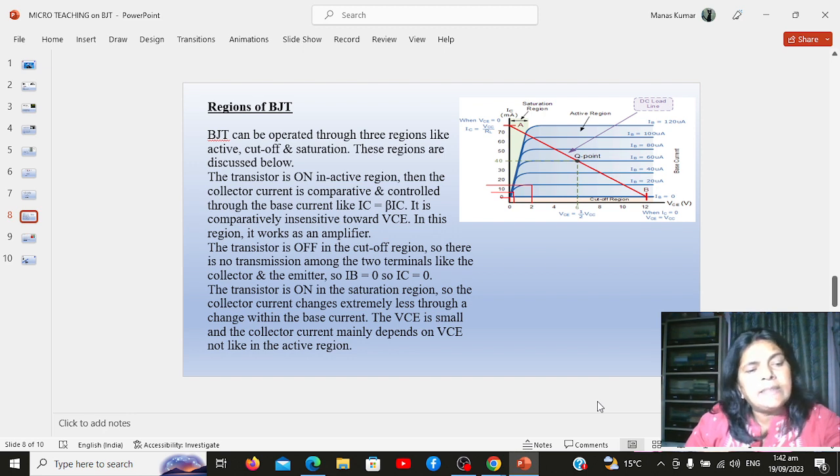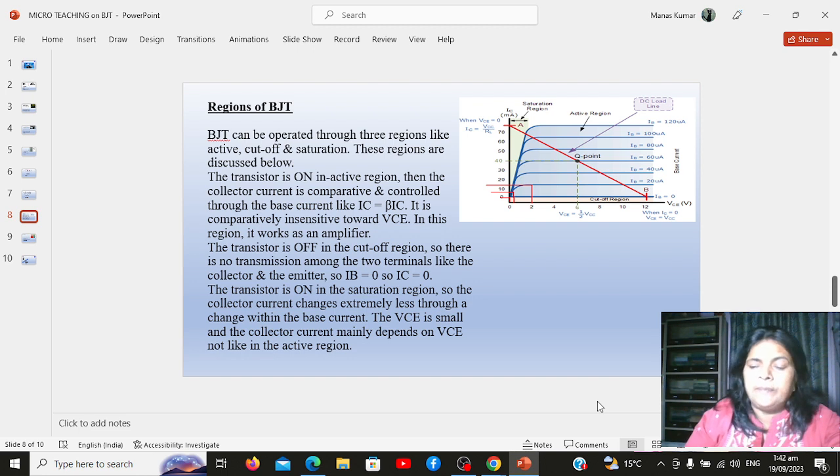The emitter is heavily doped so that it can supply a greater number of charge carriers to the base. The base is lightly doped and very thin, hence it passes most of the charge carriers injected by the emitter to the collector. The doping concentration of the collector region is moderate.